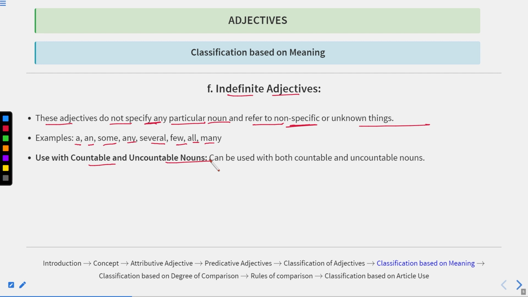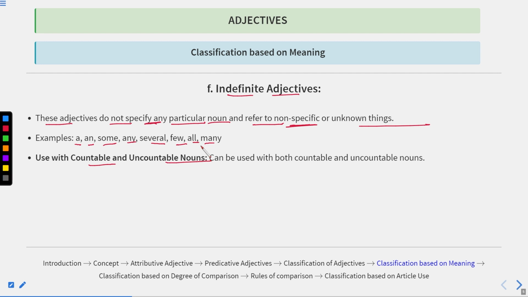There were some people in the fair. Okay, that is also fine. If I say there is some milk in the vessel, that is also fine. There is some food left, that is also fine. So food and milk are uncountable nouns, whereas people are countable nouns, and we are using some with both the categories, that is countable as well as uncountable.